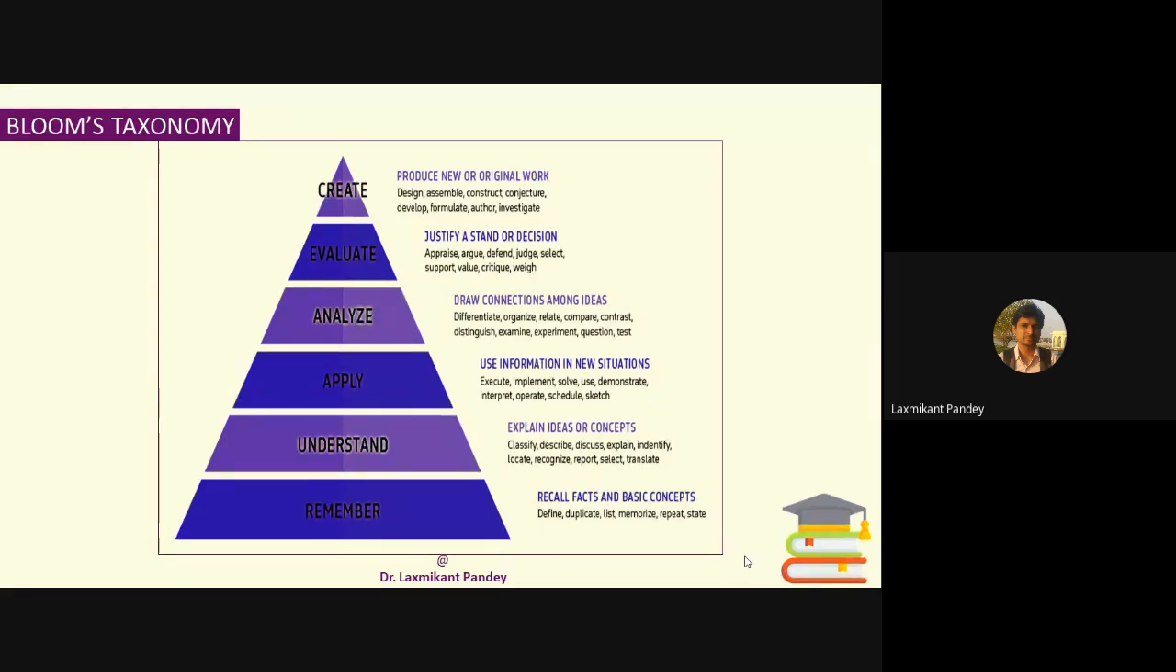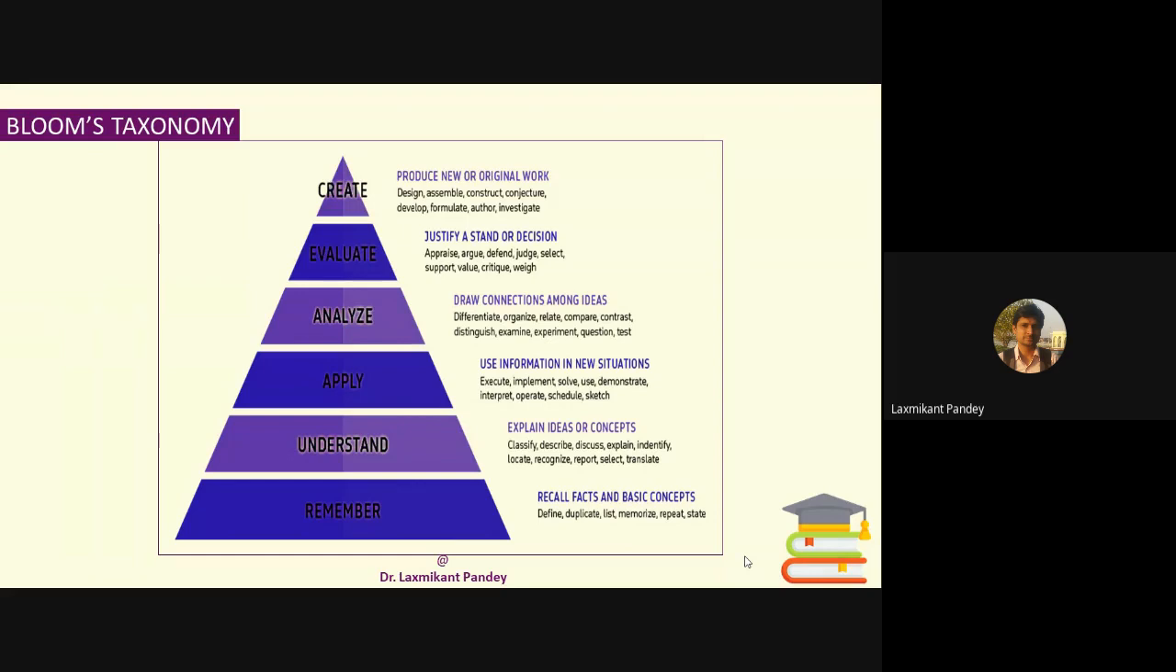Bloom's taxonomy can help you design your class lecture, and it also helps in the evaluation of what you have taught in the classes. So for evaluation, and for designing your syllabus, your course, and your presentation in an effective manner, Bloom's taxonomy helps. If you look at the pyramid, the base is remember.